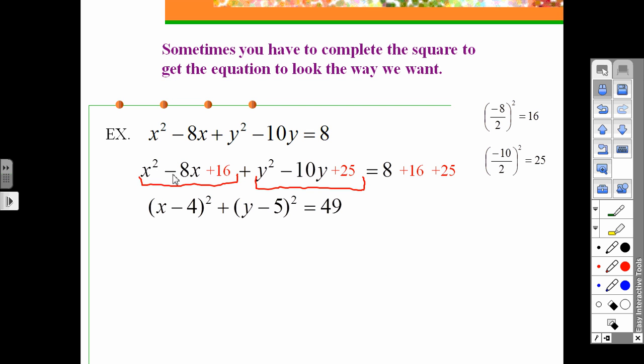And you take the sign of the coefficient. So if this had been a plus 8, you'd have a plus 4. It was a minus 8, so we have a minus 4. On this side, we're just going to add these all up and we get 49. And once we've done that, now it's in our special format that we can read off what the center is and we can read off what the radius is. And then you're done. Okay?